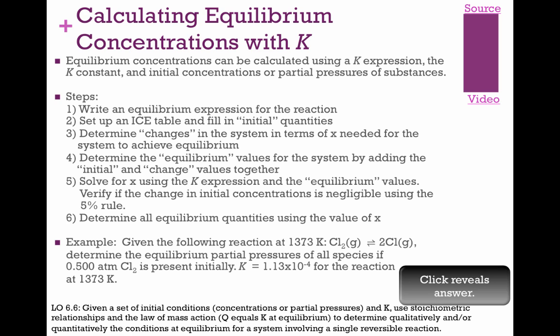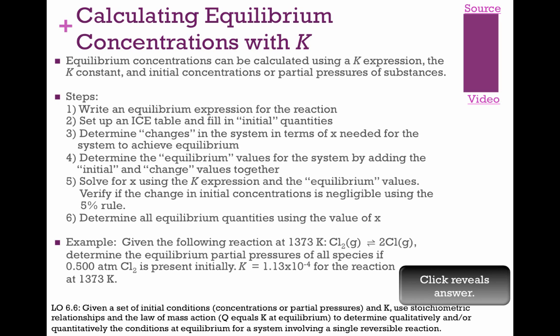And then you can also calculate equilibrium concentrations if you're given your K. So this is another way that you can calculate the pH of a weak acid. Because to calculate the pH of a weak acid, you would be given the Ka, and then you can solve for the equilibrium concentration of H plus to solve for pH.